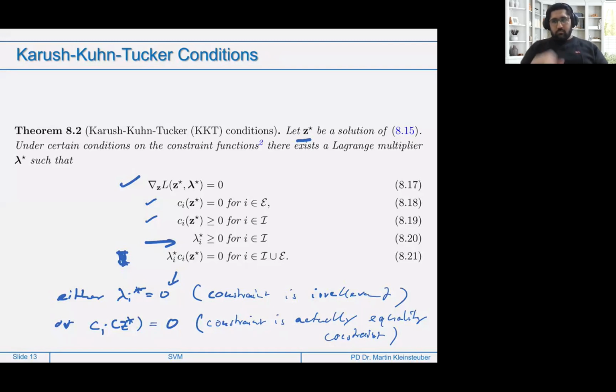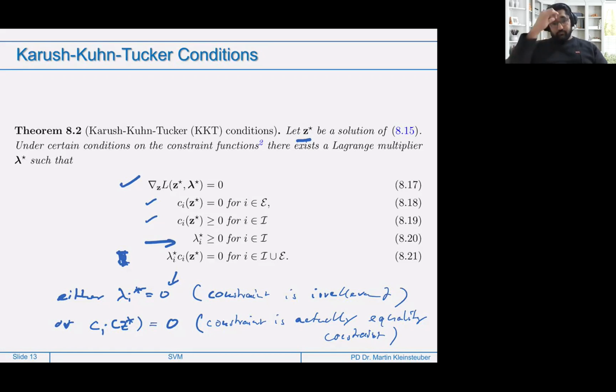They are also called feasible solutions. So the point set that satisfies the constraints is also called the set of feasible solutions. Then, interestingly enough, equation 820 says that the Lagrangian multipliers for our optimal solutions are all non-negative. Okay, that is one result.